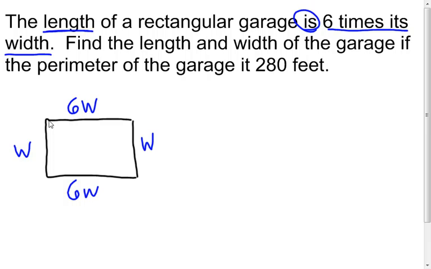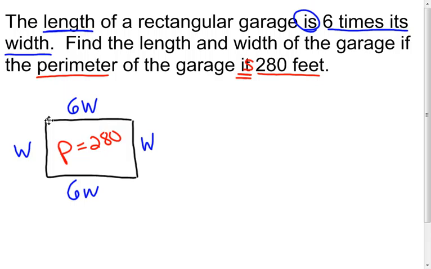Now the next part says find the length and width of the garage if the perimeter of the garage is, little typo here, is, meaning equals, 280 feet. So for my picture, it tells me that perimeter equals 280 feet. I'll leave my label off for now, but in the end I'll put it back on.